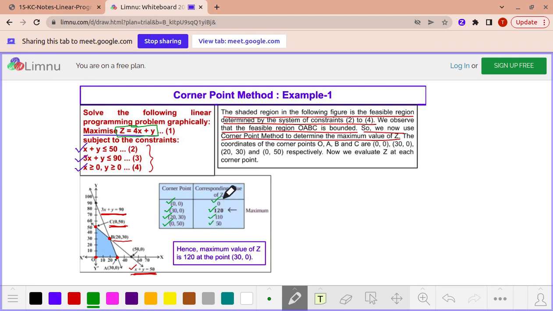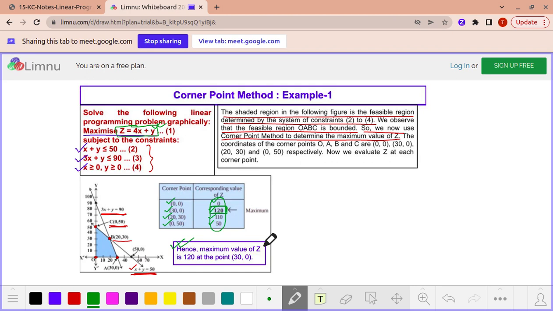Now among all these values, that is 0, 120, 110 and 50, we see 120 is the maximum value of the objective function. So, dear students, we get the maximum value of the objective function z as 120, and that value is obtained when x equal to 30 and y equal to 0. That's what we have written here. Hence the maximum value of z is 120 at the point 30 comma 0. I hope this is absolutely clear.